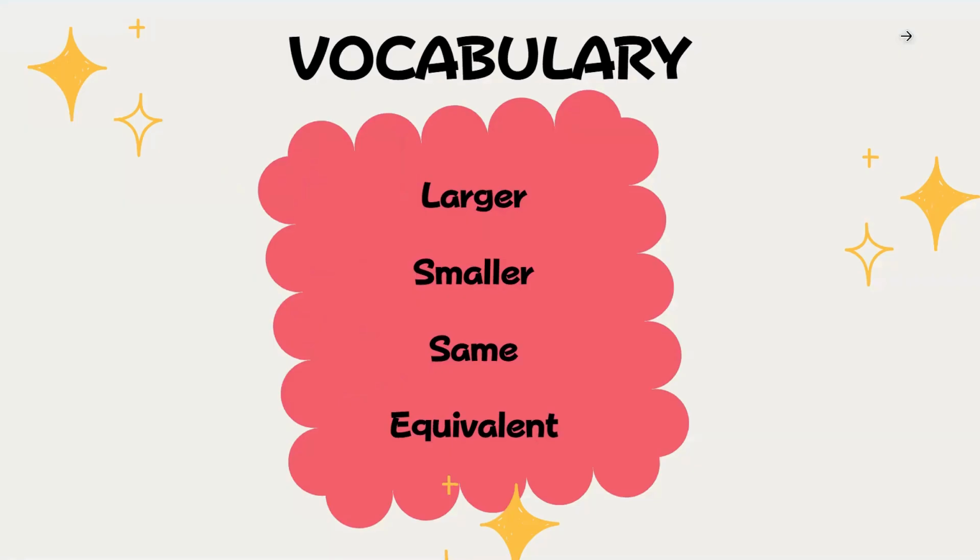Okay, so in our vocabulary today, we have four keywords: larger, smaller, same, and equivalent. For larger, it's bigger than something else. For smaller, it is not as big as the other group. Same, it's exactly alike or it's equal. And equivalent means that they have the same amount, the same value.